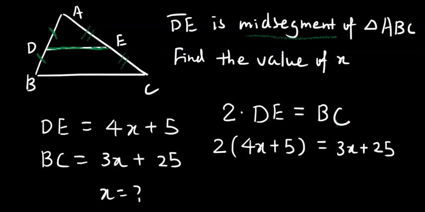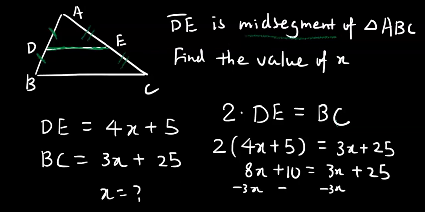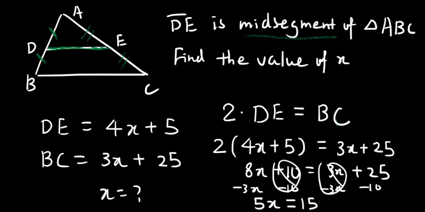Then I'm going to distribute 2 times 4x, 8x, and plus 10, and 3x and 25. Minus 3x each side, and minus 10 each side, and these two are gone, these two are gone. I'm running out of space. I'll just write down here, 5x is 15, x is 3. I'm going to put my solution in the green long bubble.